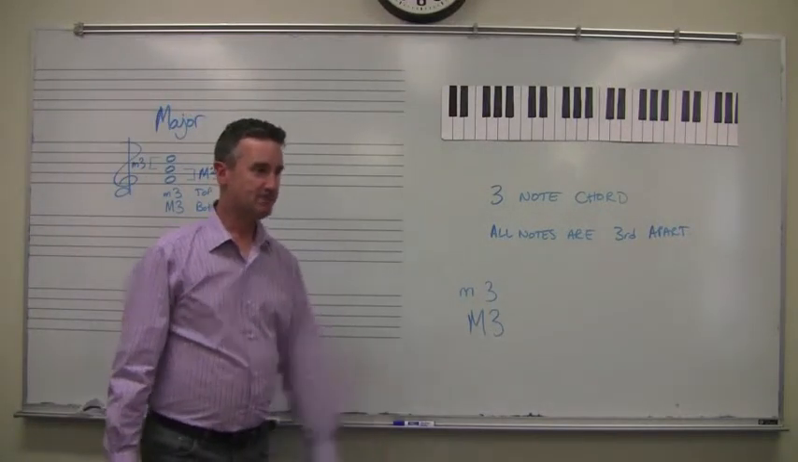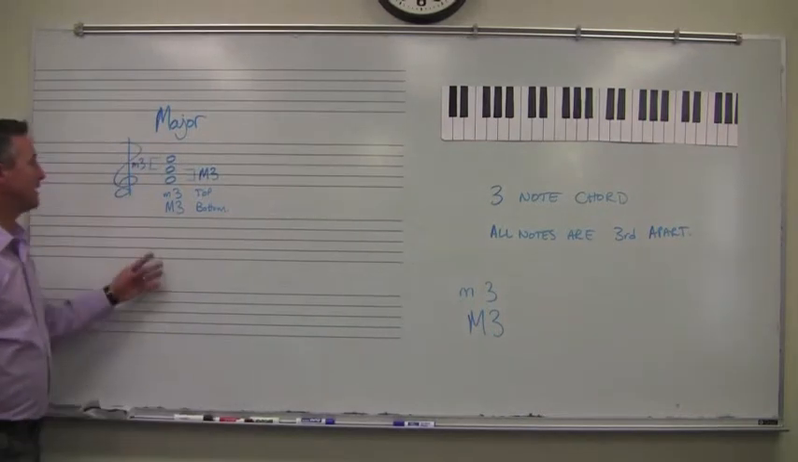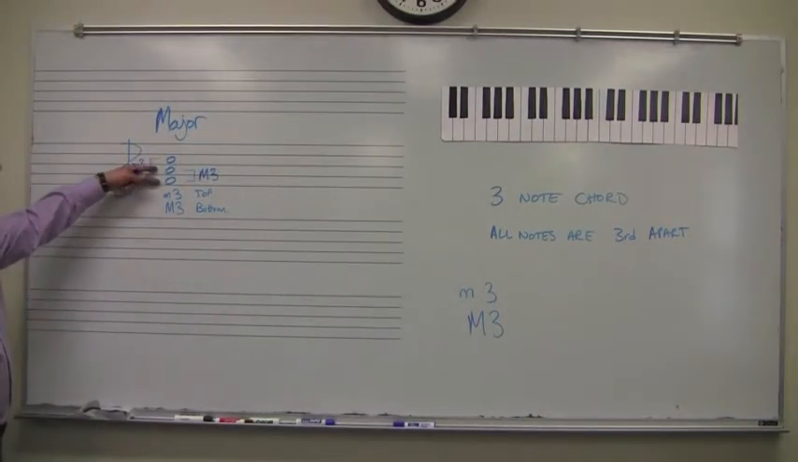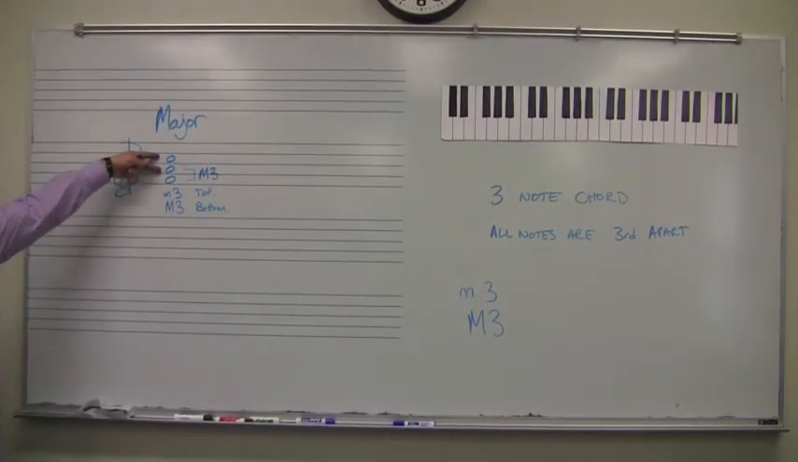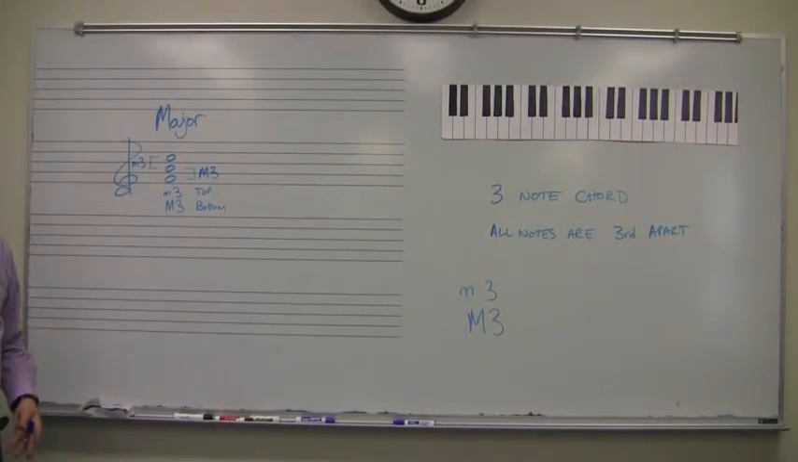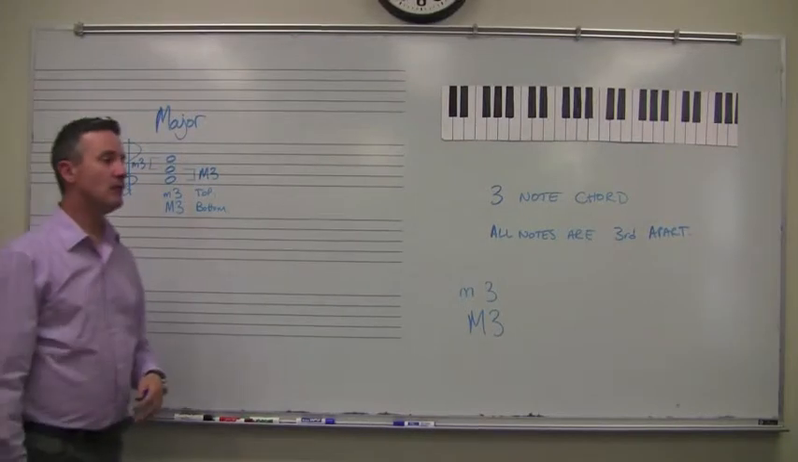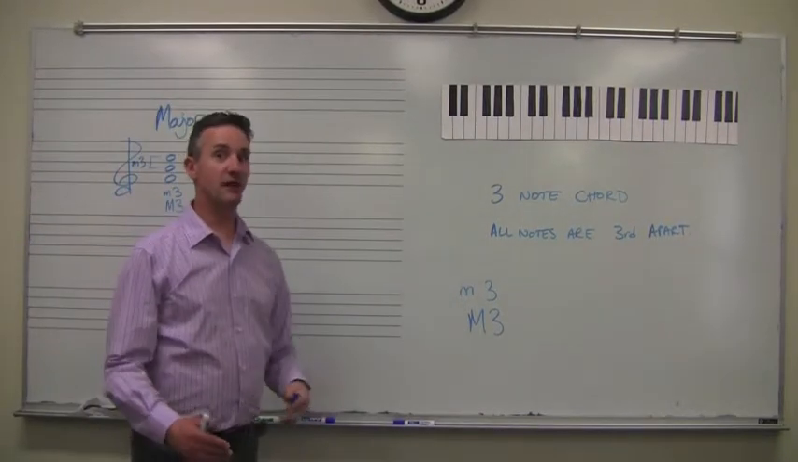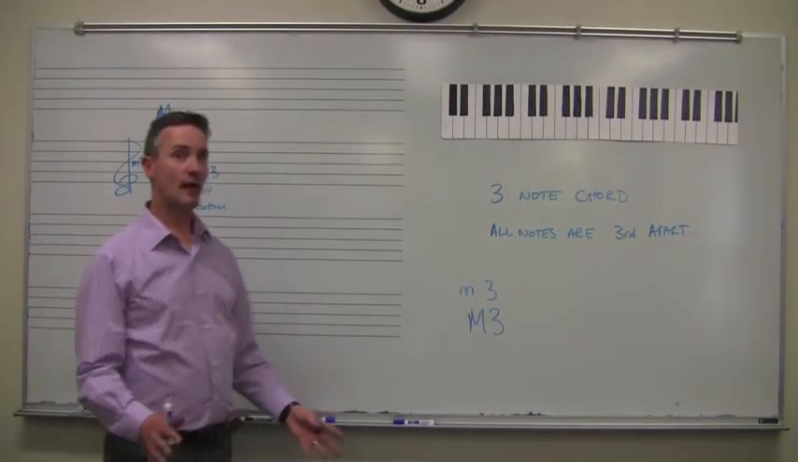Let me say that again. When you have a combination of a major third on the bottom and a minor third on the top, the whole triad is called major. Now, it's fairly obvious that that's not the only type of triad that you can have.